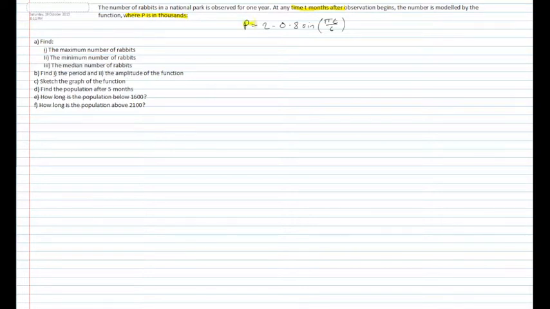And we've got our function here. Let's go through and write out key information. So we have t equals time in months. P equals population in thousands. And of course we've got our formula up here.